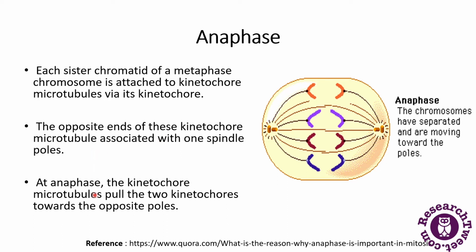But at anaphase, the kinetochore microtubules pull the two kinetochores towards the opposite poles. This is a representation showing that the chromosomes have separated and are moving towards the poles. This is the diagrammatic representation of how anaphase chromosomes are aligned in opposite directions.